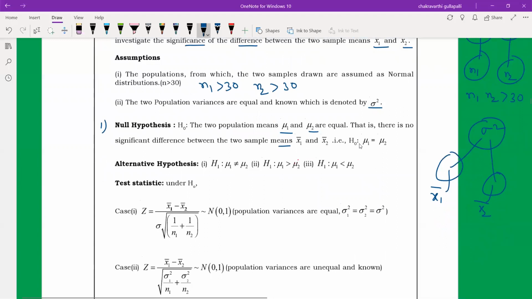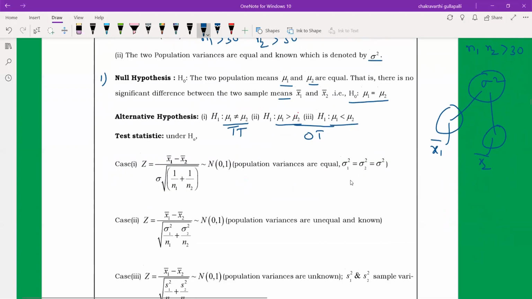Notation: H0, mu1 is equal to mu2. Alternate hypothesis: H1, mu1 not equal to mu2; H1, mu1 greater than mu2; H1, mu1 less than mu2. So there are three alternate hypotheses. In the first case, we should consider a two-tail test. For the second and third, use a one-tail test, right tail and left tail.